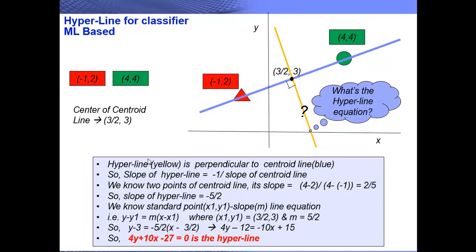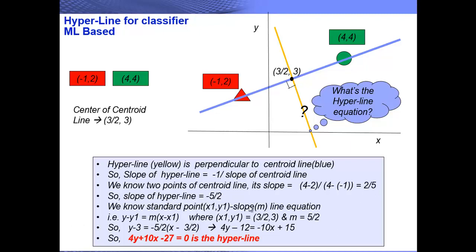So let's go step by step through what we have discussed so far. Hyperline, that means the line is perpendicular to the centroid line. So the slope of the hyperline is equal to minus 1 divided by the slope of the centroid line. That is a proven theorem. We know two points of the centroid line, its slope is 4 minus 2 divided by 4 minus 1, which is equal to 2 by 5. So the slope of the hyperline is going to be minus 5 by 2.